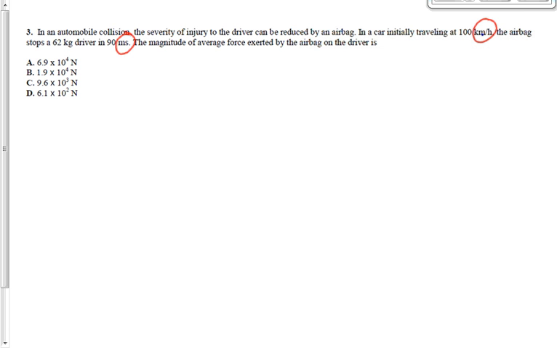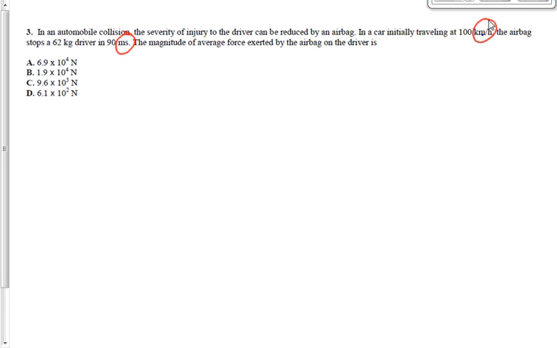It says, in an automobile collision, the severity of injury can be reduced by an airbag. We talked about that a little bit yesterday, right? The idea of a predetermined impulse, increasing the stopping time with an airbag, reducing the force. The car is traveling at 100 kilometers per hour, stops the driver, 62 kilogram driver, in 90 milliseconds. What's the average force? Where are we going with this question?